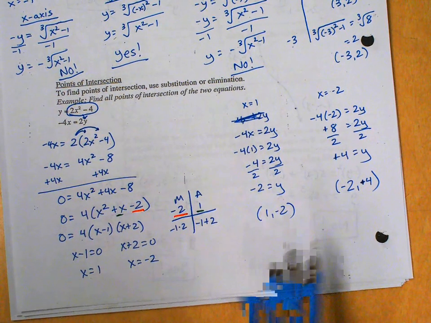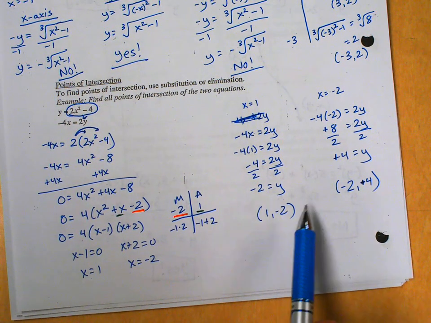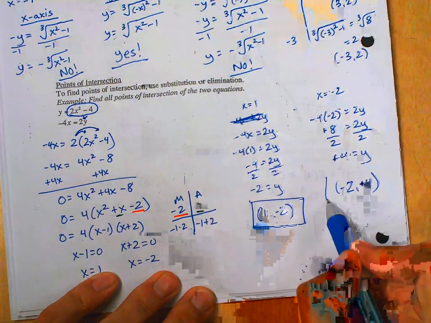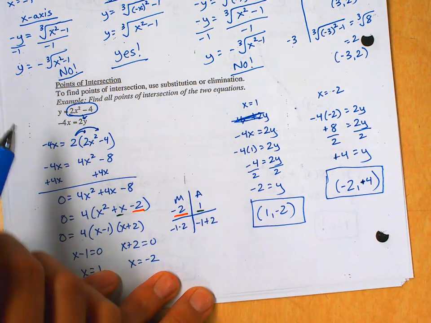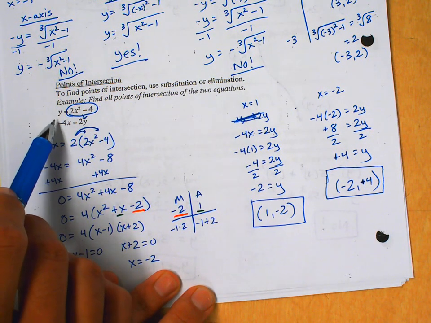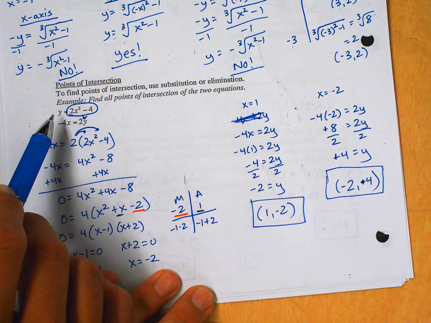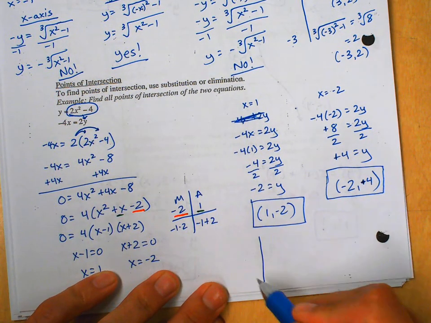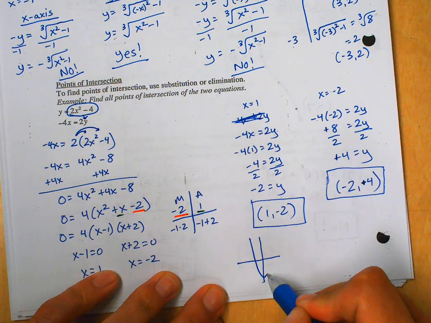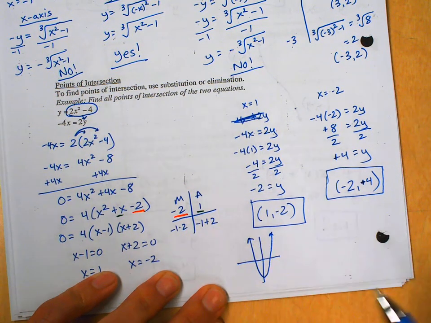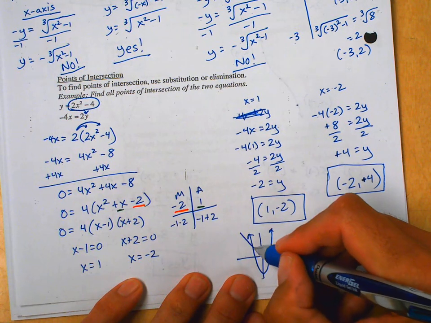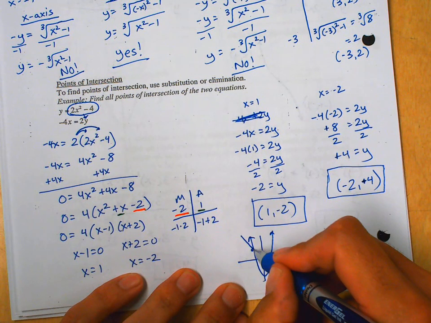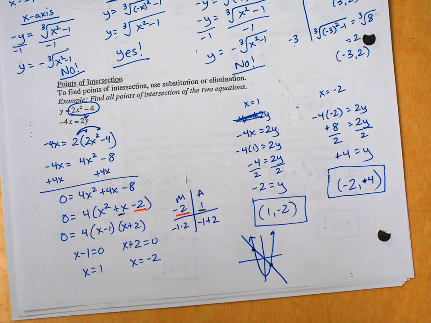Hope this helps. By the way, the reason you can have 2 points of intersection here is because one of these graphs is not linear. We've got 2x squared minus 4, and then this one's a straight line. So one of them's a parabola. You get a graph that looks something like this. And so you see it intersects in 2 different places. Okay.